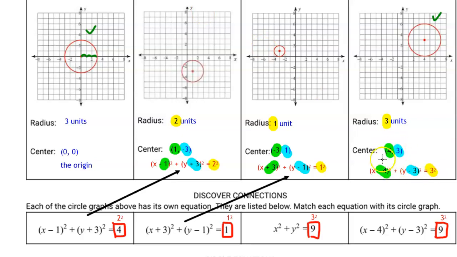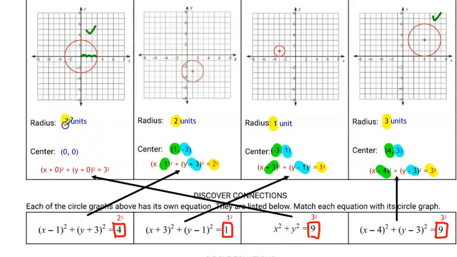So that's what we think it should be, and as a matter of fact, this equation matches up perfectly with this equation. X minus 4 squared plus y minus 3 squared is equal to 9, which is 3 squared. So this one matches up perfectly. So the last equation left is this one, so that goes over here. Let's see how this connects to what's going on here.